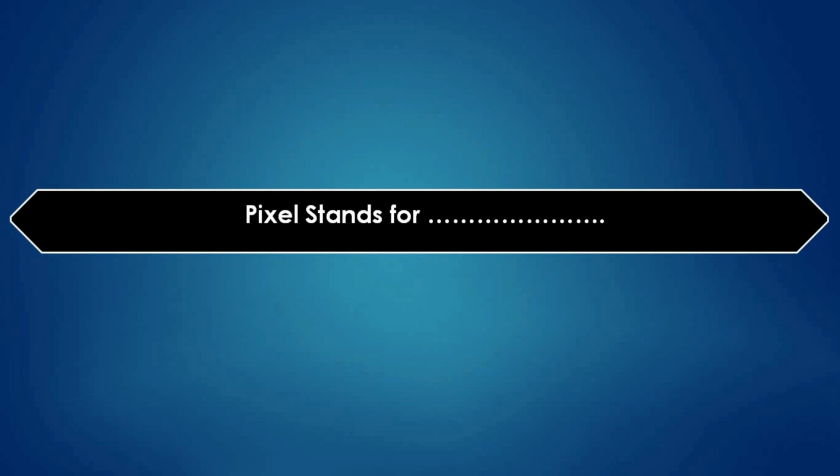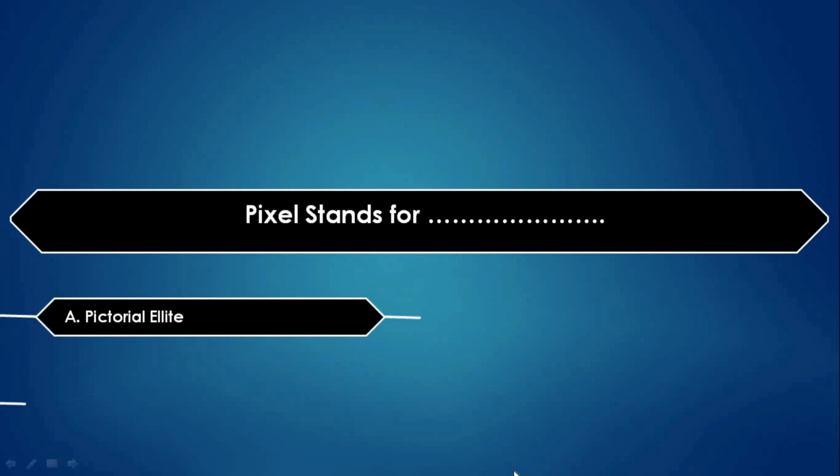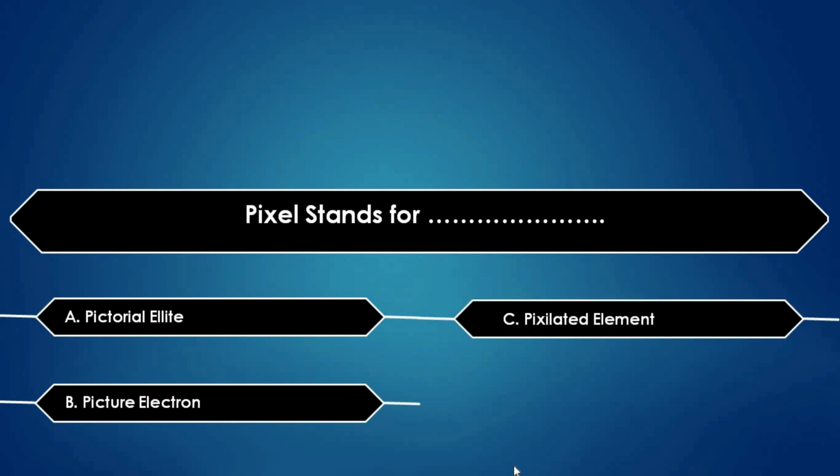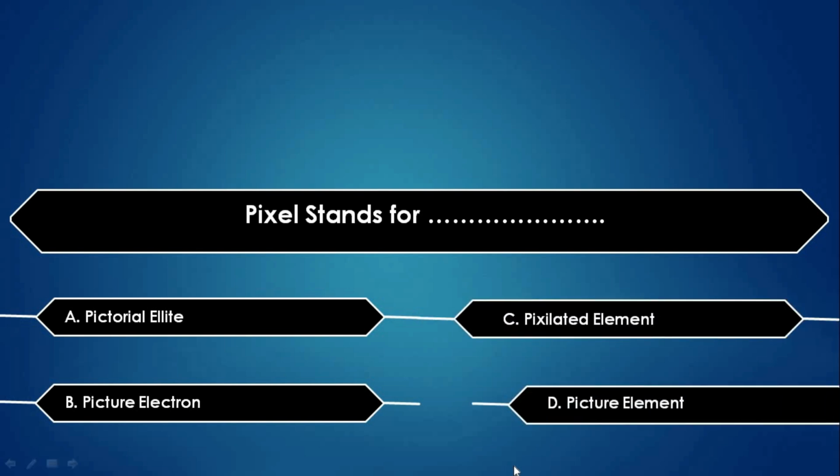Pixel stands for dash. A. Pictorial elite. B. Picture electron. C. Pixelated element. D. Picture element. The right answer is picture element. Pixel stands for picture element.